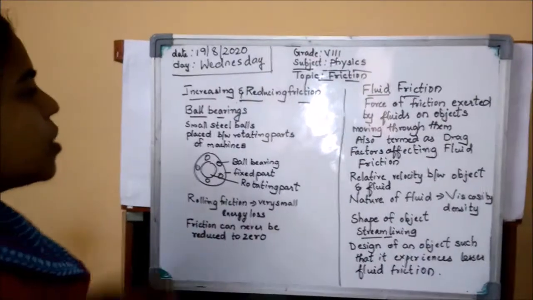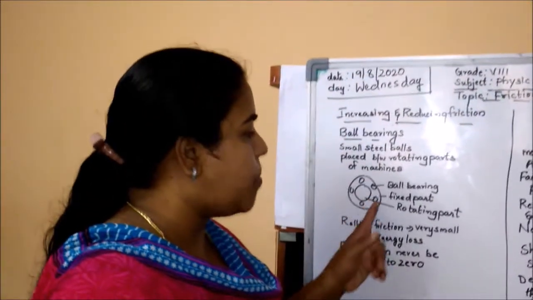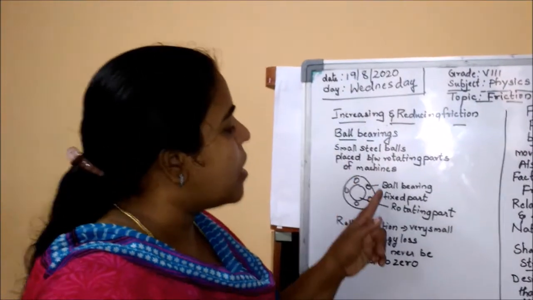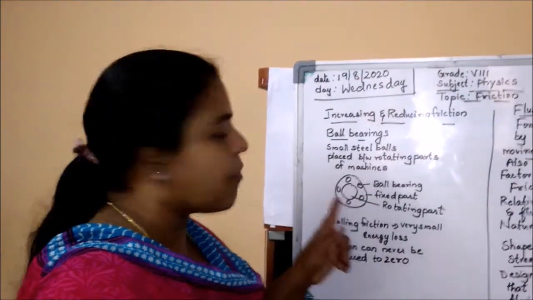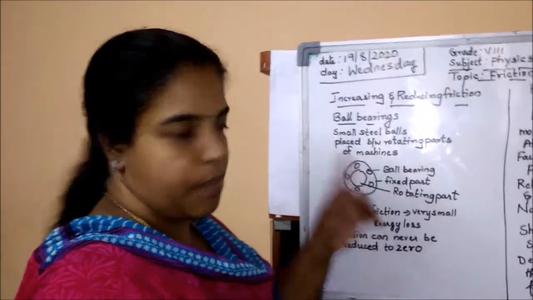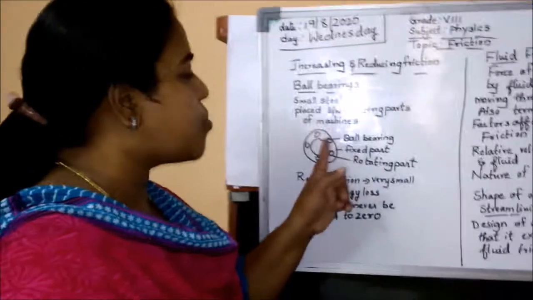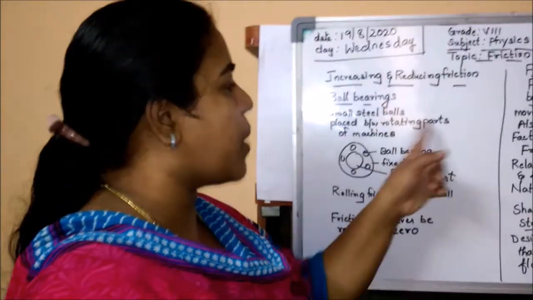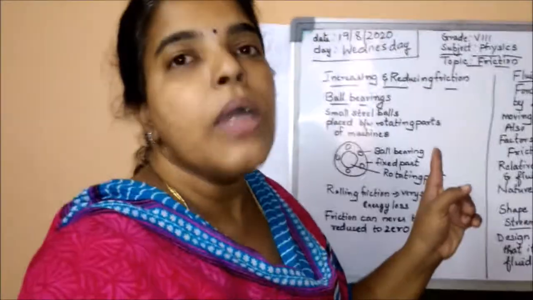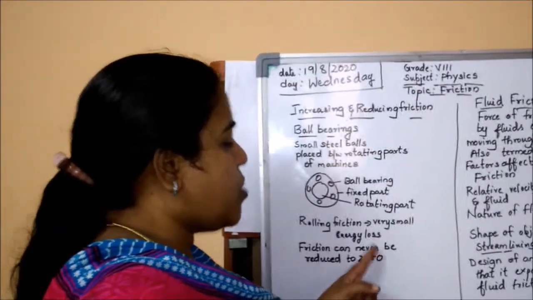Here, this is the structure of the ball bearing. Here the small balls are connected. The outer surface is fixed, and the inner surface is the rotating part. So the small steel balls are placed between the rotating parts of the machine, so this rolling friction is very small, less.